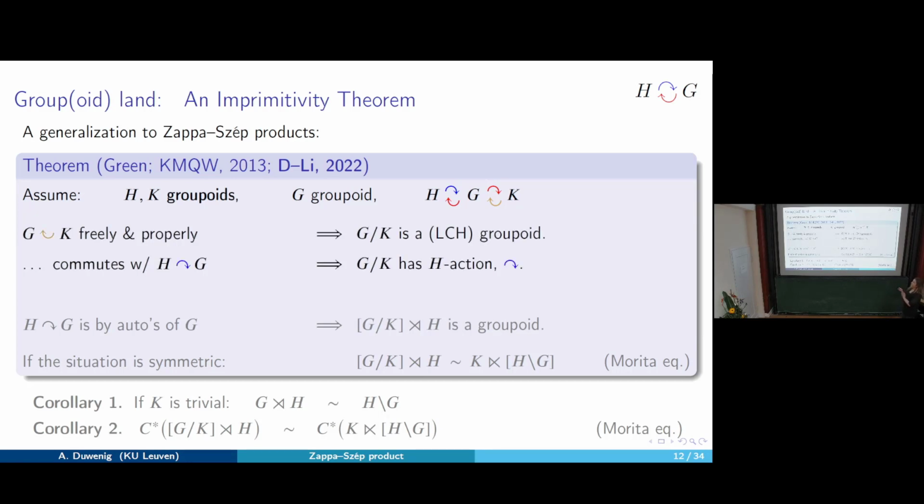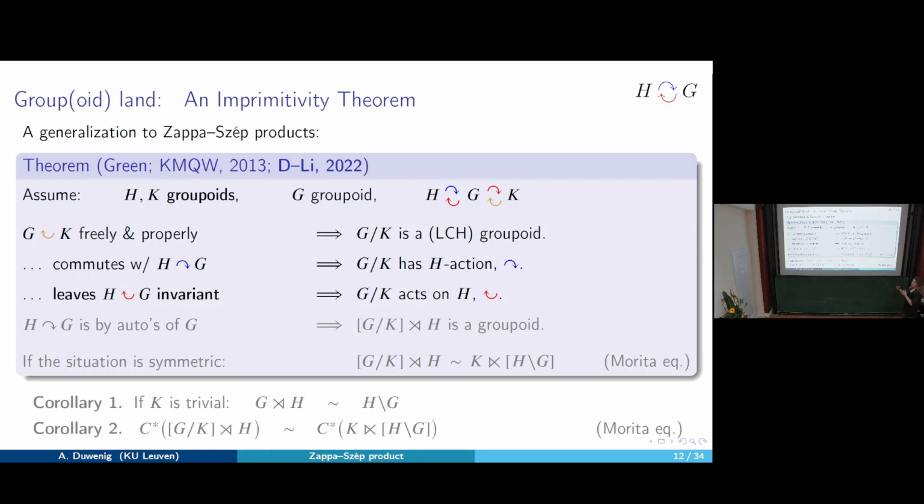Again, free and proper and commuting tells me the quotient is a groupoid that has an action. That remains the same. This time, I also ask for the K action on G to leave the G action on H invariant. And if you do that, then you also get that this quotient here that you have on this side acts back on H.